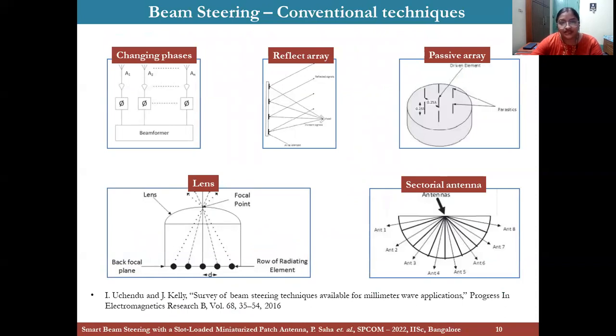Beam steering is a technique to steer the antenna beam at the desired location. It is a very well-known technique, and with the beam steering technique, the antenna beam can be steered towards the desired location. Some of the conventional techniques are shown here, like reflect array technique, passive array technique, using sectorial antenna, etc.